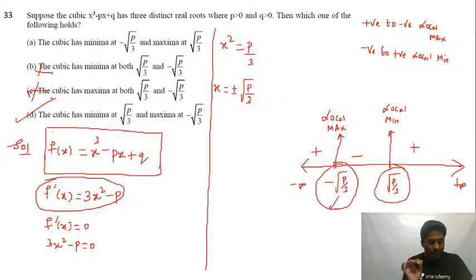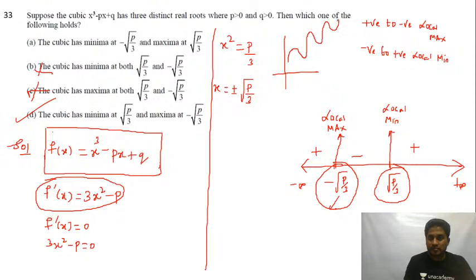Maxima, minima will always occur alternatively. No two maxima, no two minima will come. The graph will be like this. They always move alternatively. This is maxima, this is minima. Local maxima, local minima, local maxima, local minima. Even this is local maxima, this is local minima.